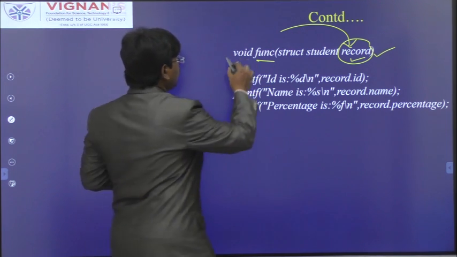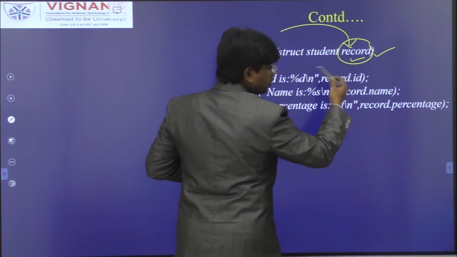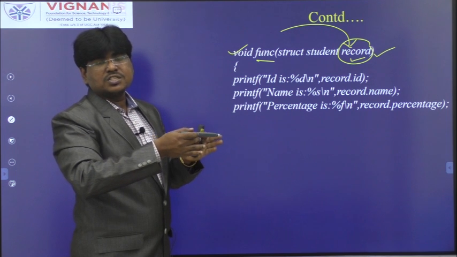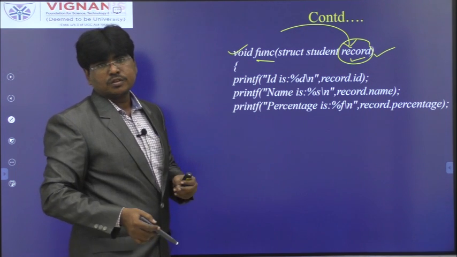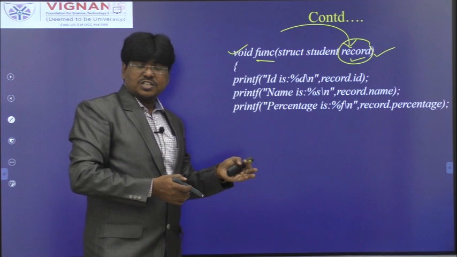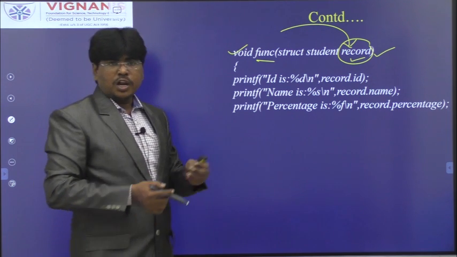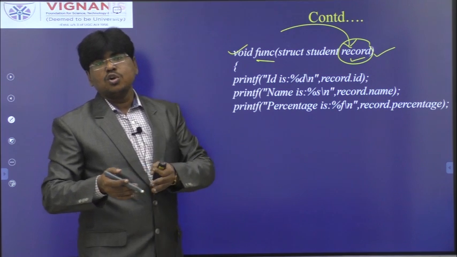How will this particular user defined function access all members of the structure? Because the main function passes the structure variable as a value. The main function passes the structure variable value to the func function. So the calling function passes the structure value to the called function.